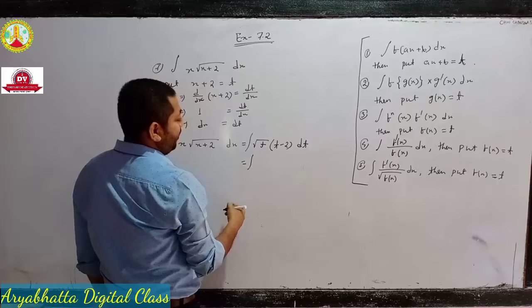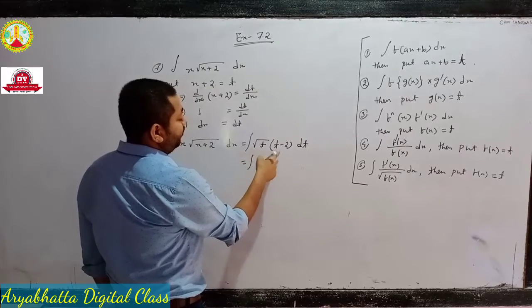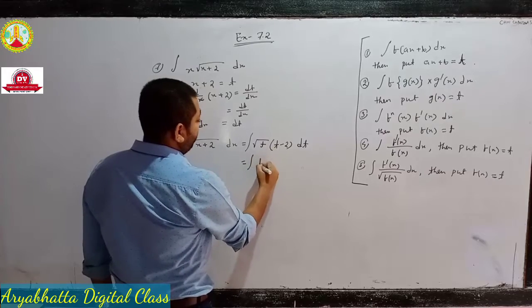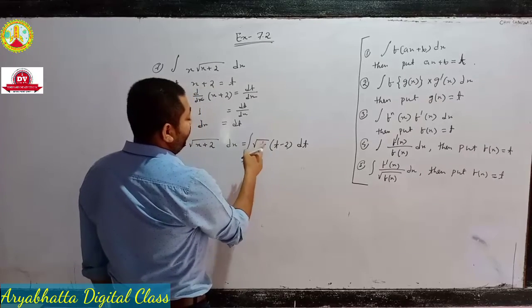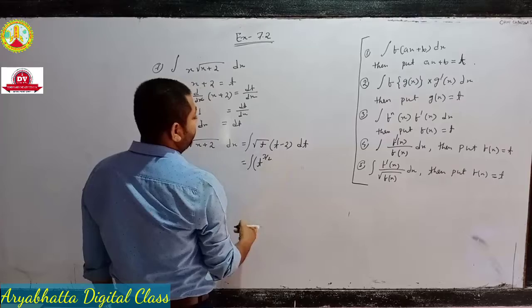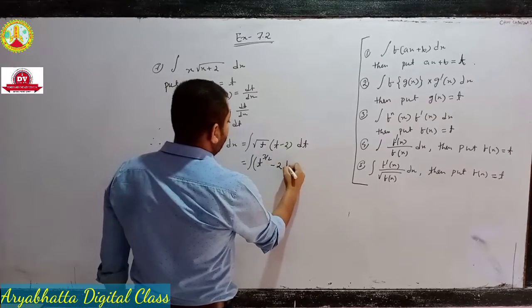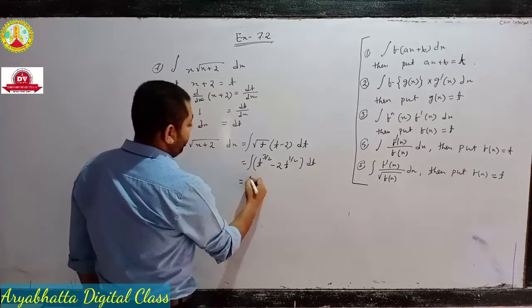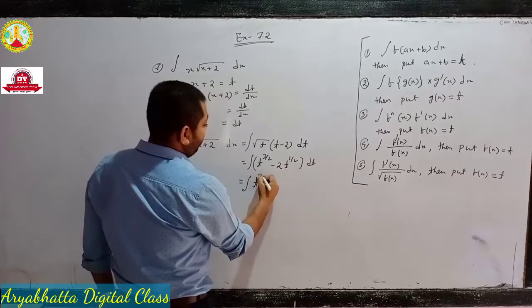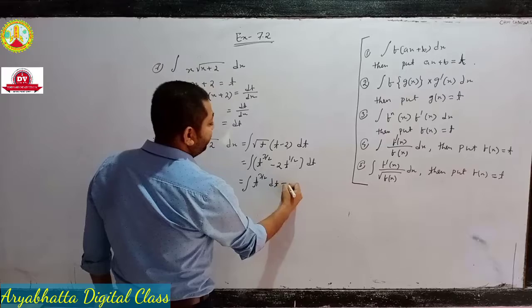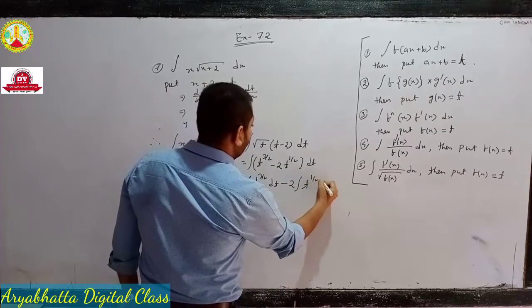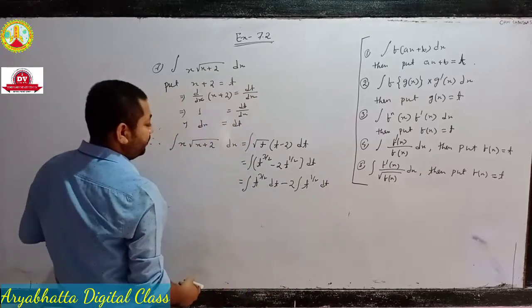Integration after multiplying root t with t minus 2. Then we have root t into t, this is equal to t to the power 1 by 2 plus 1, 3 by 2, minus 2 into t to the power 1 by 2, dt. Integration t to the power 3 by 2 dt minus 2 into integration t to the power 1 by 2 dt.